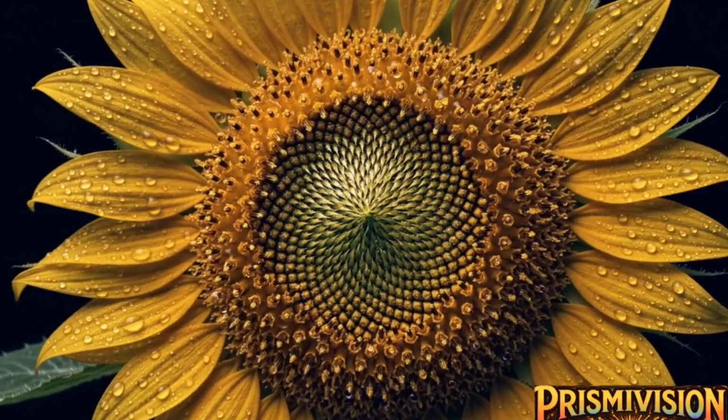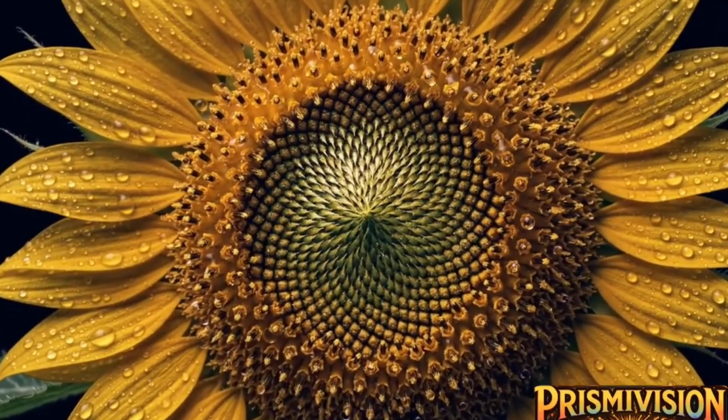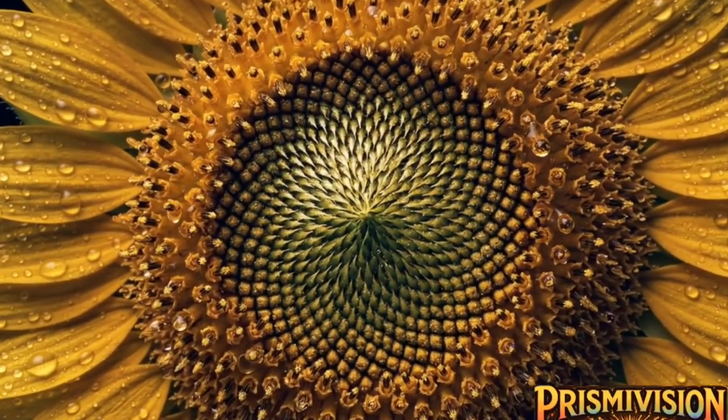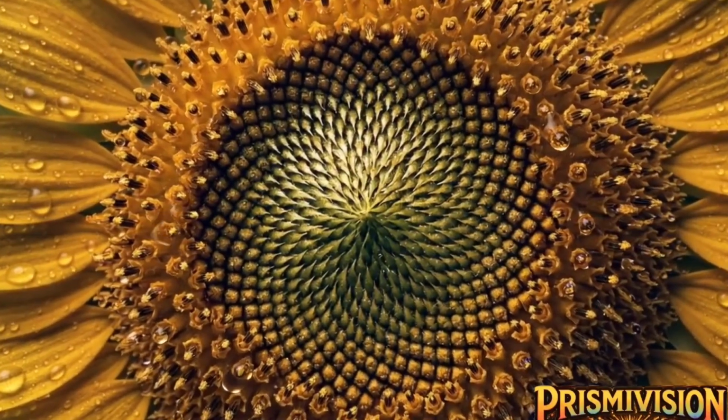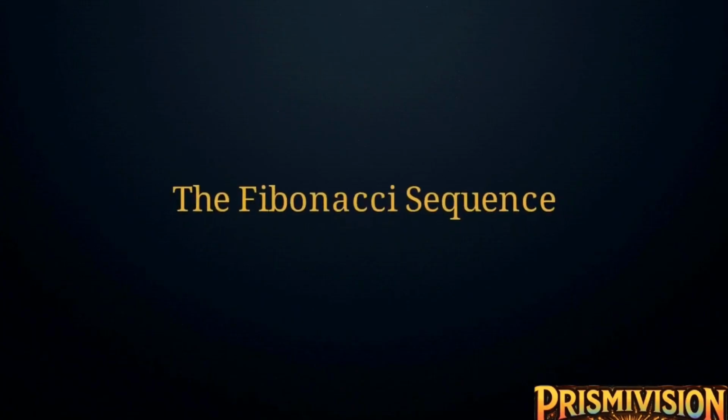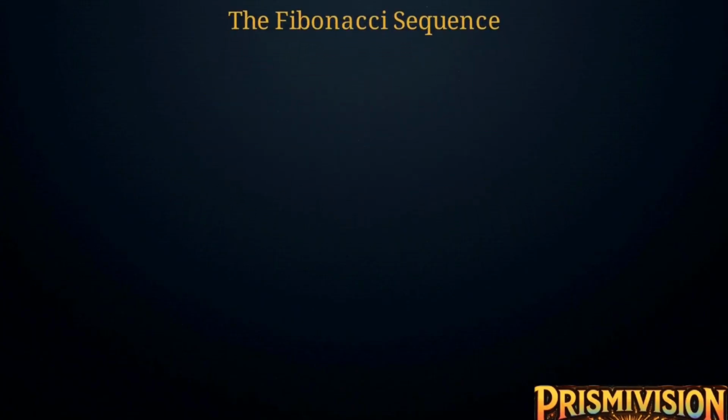Look closely at the center of a blooming sunflower. The seeds aren't scattered at random. They arrange themselves in sweeping, counter-rotating arcs that weave together with absolute precision. This pattern relies on a specific mathematical blueprint, the Fibonacci sequence.